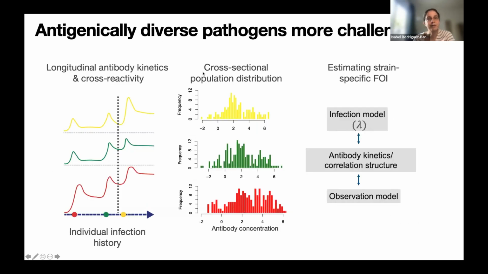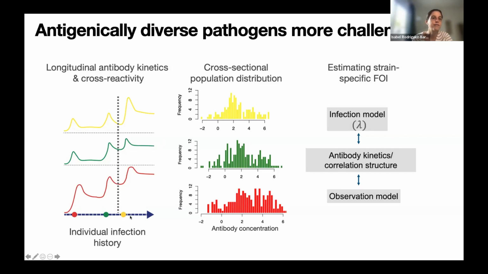So really, if we're going to use this type of data and we want to estimate, let's say, strain-specific forces of infection, you really need to understand the antibody kinetics, or you would benefit from understanding antibody kinetics and jointly modeling the observation process and the kinetics. So here is just an example of that.